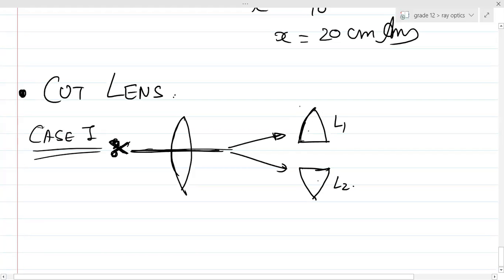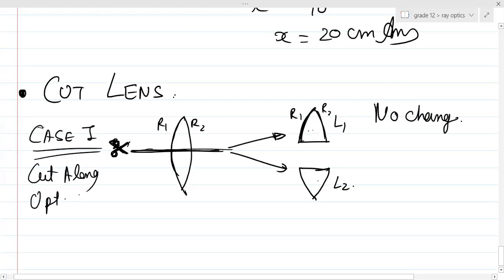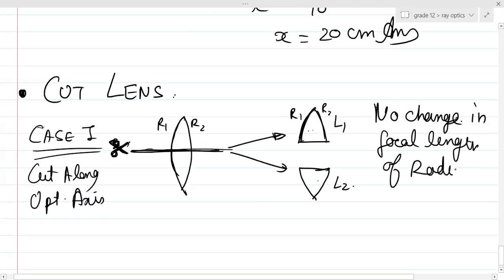Can you see over here, when I cut the lens like this, did I change the radii? The radii which were there in the previous case, did I change the radius? The radius is still the same, right? And can you see the medium is also the same? So when you cut the lens along the optical axis, there is no change in the focal length or radius of curvature.